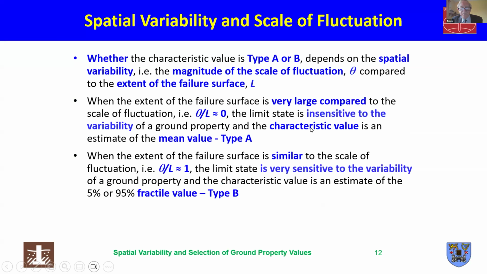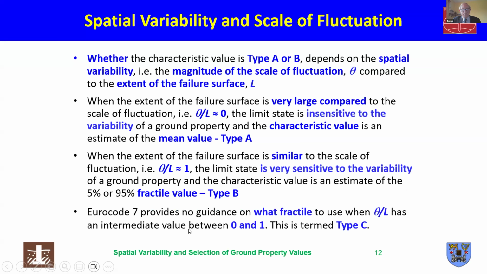And when the extent of the failure surface is similar to the scale of fluctuation, in other words, when theta over L is about 1, the limit state is very sensitive to the variability of the ground property, and the characteristic value is an estimate of the 95% fractile value, in other words, type B. Eurocode 7 provides no guidance on what fractile to use when theta over L has an intermediate value between 0 and 1, and that often occurs. And this is termed type C.